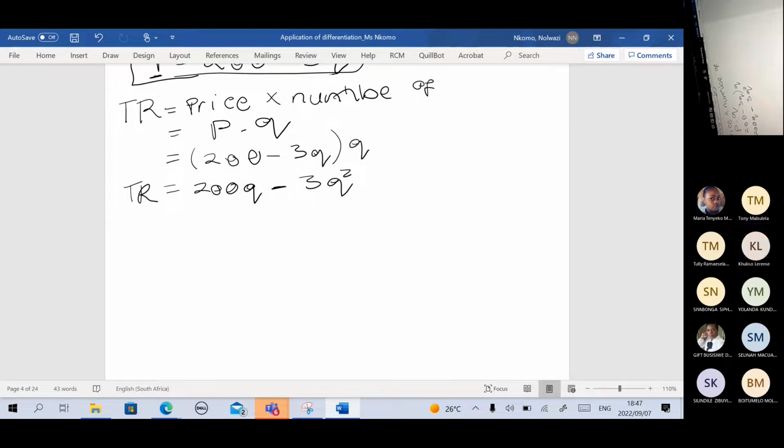Remember, the function is at maximum on the turning points, right? And to find the turning point, we need to find the first derivative, right? And the first derivative of the total revenue is the marginal revenue, right? So this means for us to know the revenue at maximum, we first need to find the marginal revenue, because the marginal revenue is the derivative of the total revenue, right? And we know the total revenue.